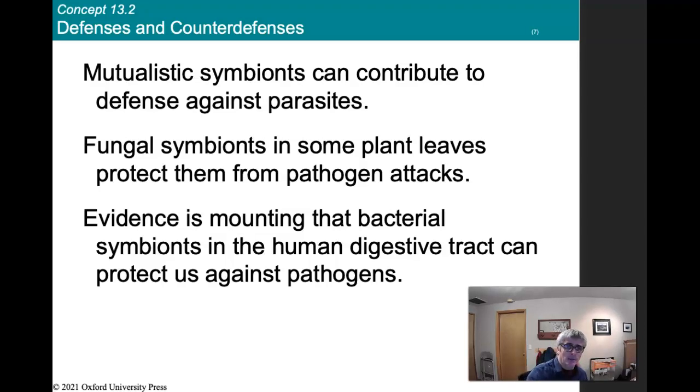Mutualistic symbionts can contribute to defense against parasites. It's kind of a funny one, where it's like a parasite fighting off another parasite. So fungal symbionts in some plant leaves protect against pathogen attacks. Evidence is mounting that bacterial symbionts in the human digestive tract can protect against other pathogens. Sometimes these lines get blurred between what's a mutualistic relationship and what's a parasitic relationship. So if you have a parasite that's stealing resources from you, but it also has some mutualistic benefits, meaning it's also fighting off another parasite, it's kind of funny.